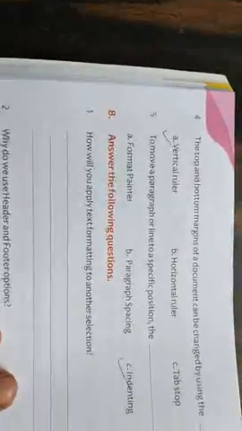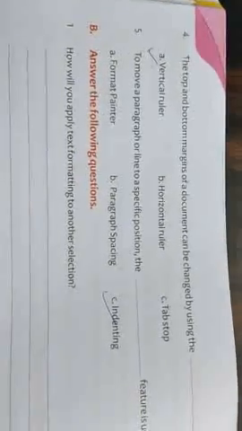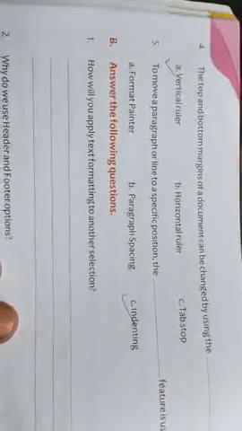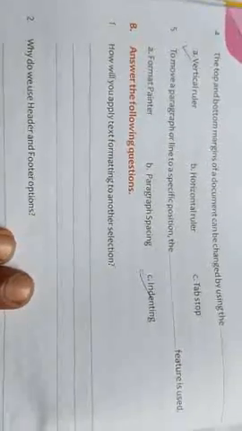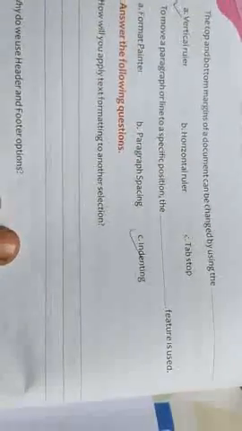The top and bottom margins of a document can be changed by using the vertical ruler. To move a paragraph or a line to a specific position, the indenting feature is used.